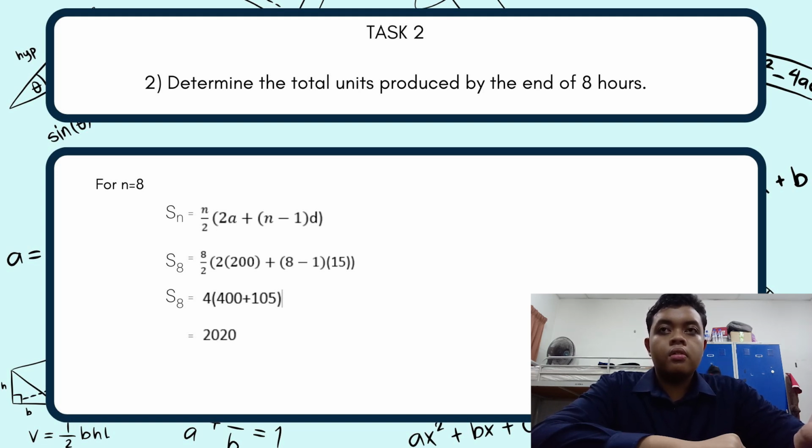So for n equals 8, you can use the formula Sn equals n over 2 multiplied by 2a plus n minus 1 multiplied by d. So we change the equation, and n is equal to 8. So S8 equals 8 over 2 multiplied by 2 multiplied by 200 plus 8 minus 1 multiplied by 15. So we already get 4 multiplied by 400 plus 105. And then you can get the last answer, that is 223 units.